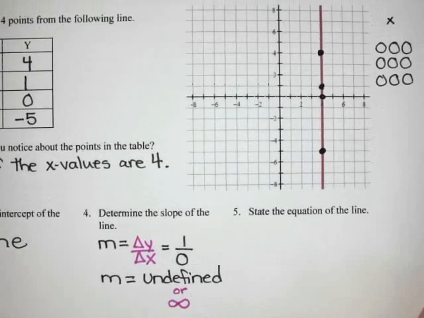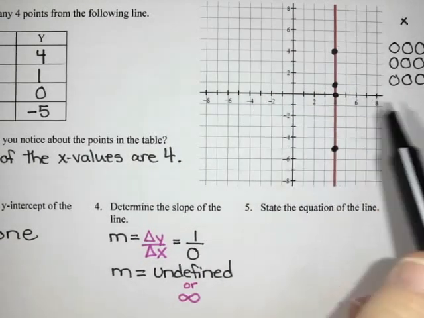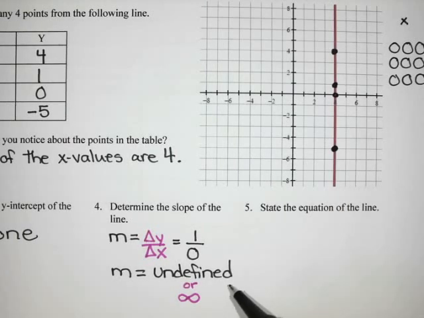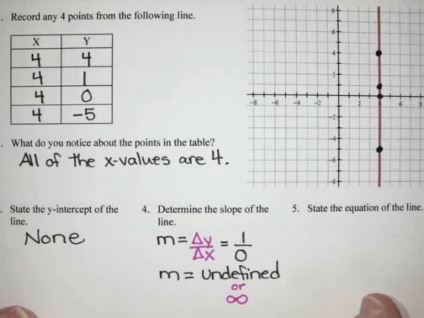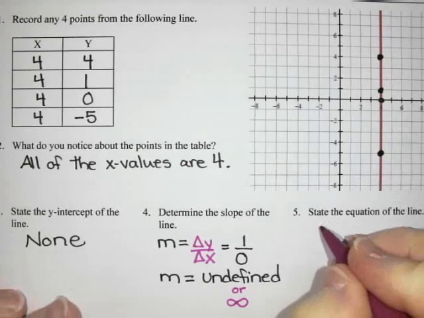Okay, so the slope of a vertical line, because it goes straight up and it never moves to the left or right, the slope is always going to be undefined or infinity. Sometimes I like to write infinity because it's less writing than writing out the word undefined. All right, our last part. It's going to be a little tricky. It says state the equation of the line. So normally I would do y equals mx plus b.